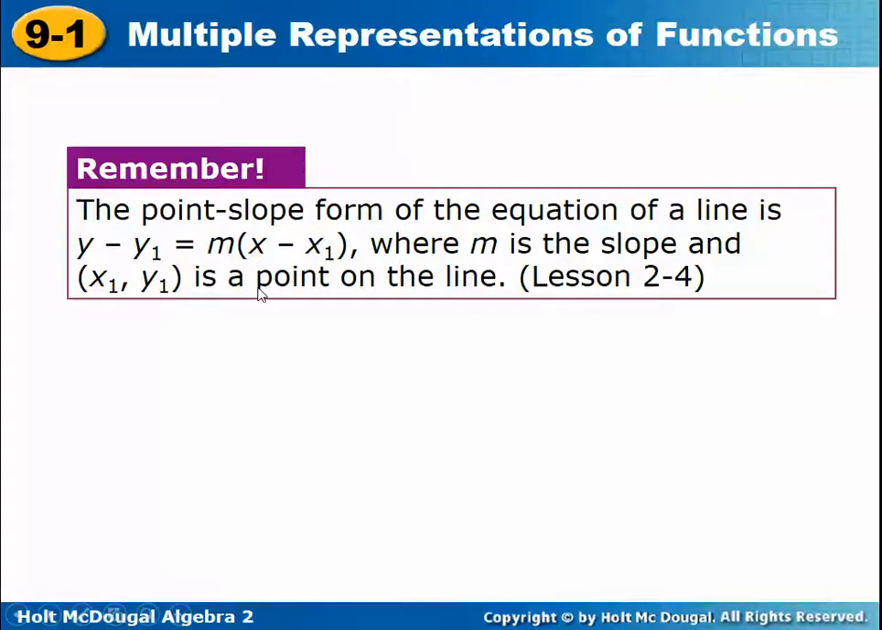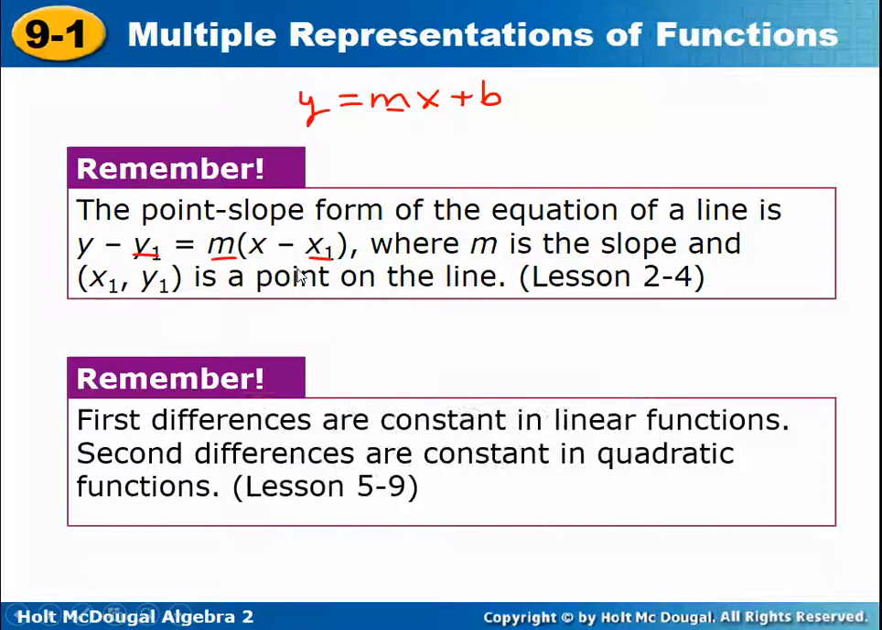Remember that if it's linear, you can either use slope-intercept form, which is y equals mx plus b, or sometimes point-slope form is more helpful. That is y minus y1 equals m times x minus x1, where m is the slope, and (x1, y1) is a point on the line. We did some of those way at the beginning of the year in Algebra 1. First differences are constant in linear functions, and second differences are constant in quadratic functions.